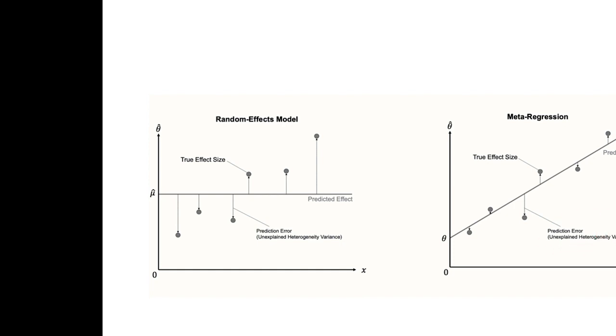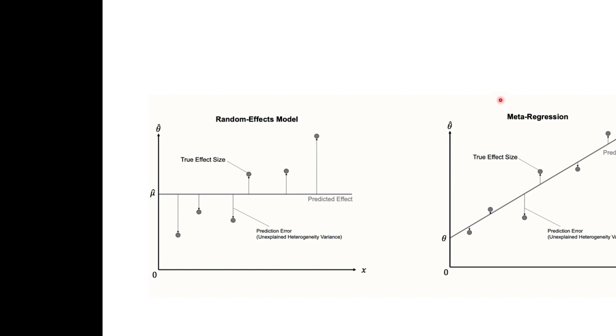or unexplained heterogeneity variance. If you recollect from our previous lecture, we talked about something called tau squared. Tau squared, or tau, was a measure of variance between the predicted effect size and the true effect size. So it basically measures the differences in the true effect size between studies, because the predicted effect size is constant.